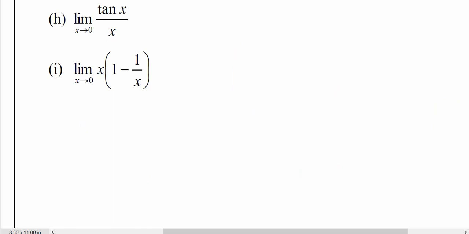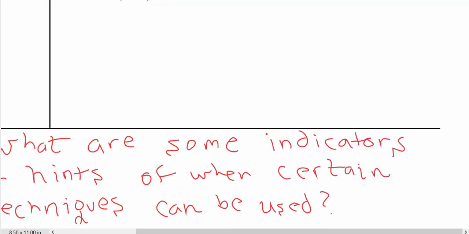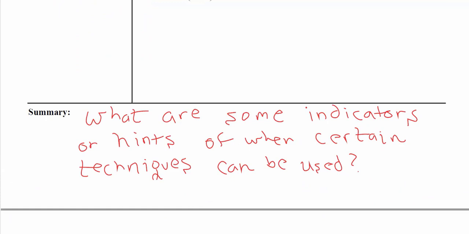Okay, so just be aware. Use all your algebra skills that you've picked up and learned at some point. They will serve you well. For your summary, what are some indicators or hints of when certain techniques can be used?